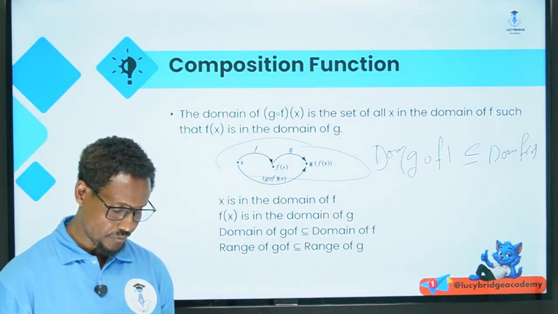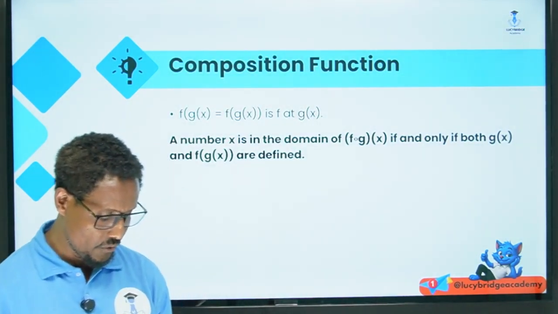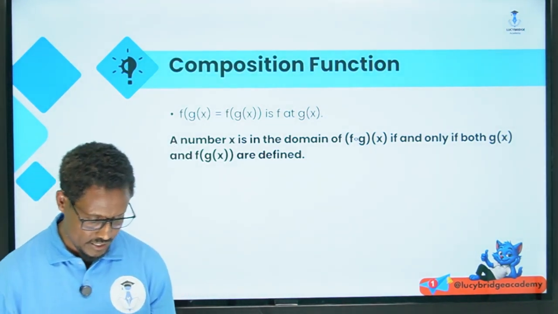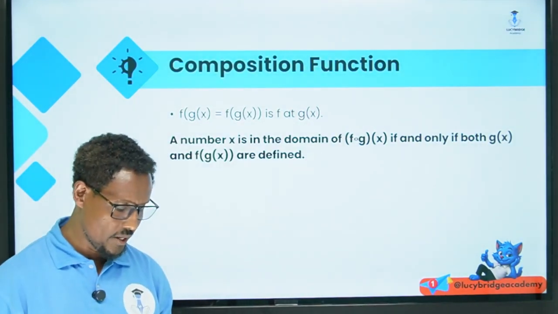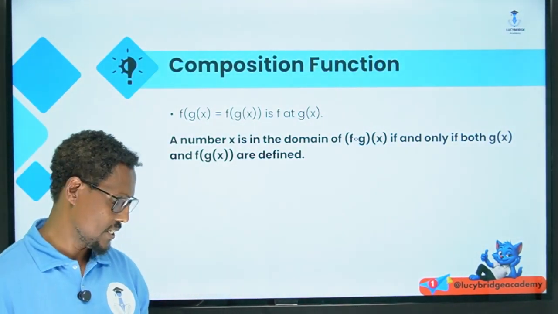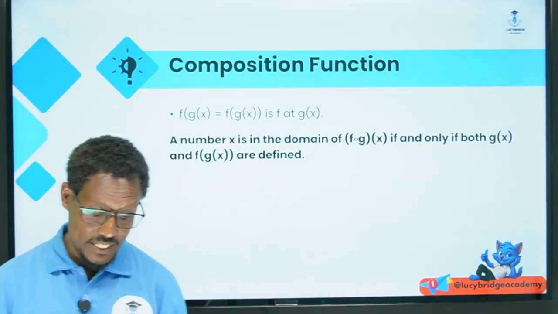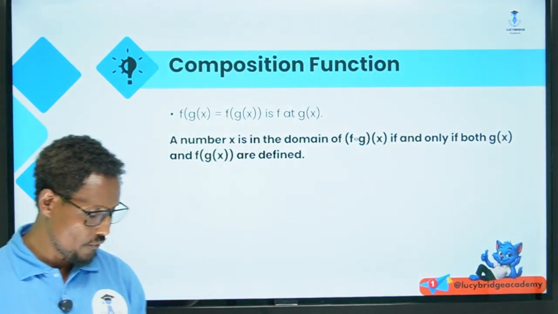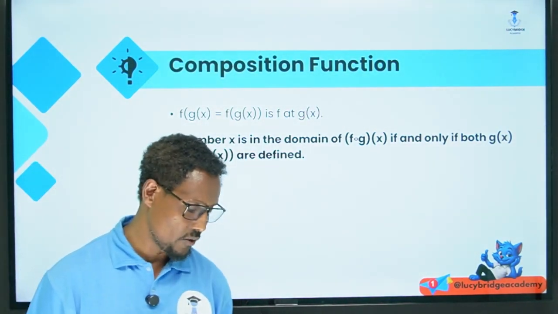Okay, f of g of x, which is equal to f of g of x, is f at g of x, yes, f at g of x, and g at what? At x. A number x is the domain of f of g of x if and only if both g of x and f of g of x are defined. Okay, look, that is the main question here.